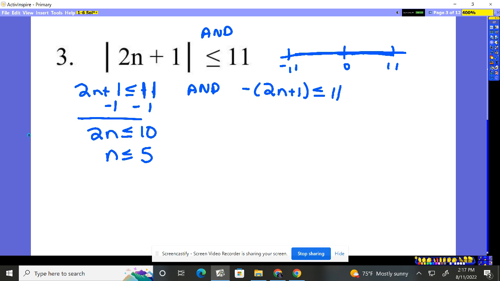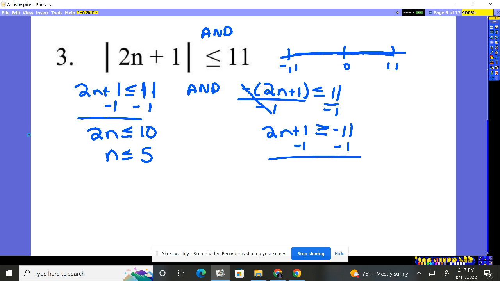Well, here's one piece. Here we always will start divide by -1, divide by -1. Those will cancel out. This piece will flip. You'll have -11 there, -1, -1. 2n greater than or equal to -12. Divide by 2. Inequality will stay then. And when I divide by 2, I get -6.